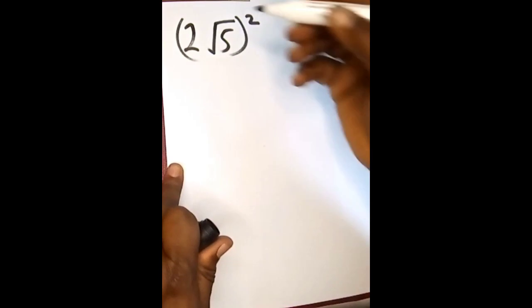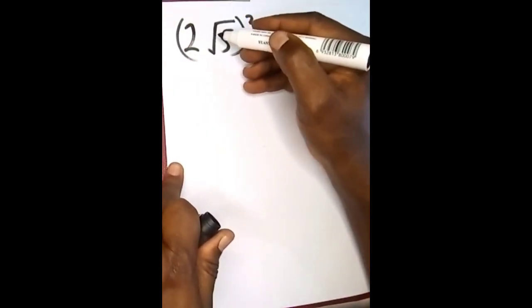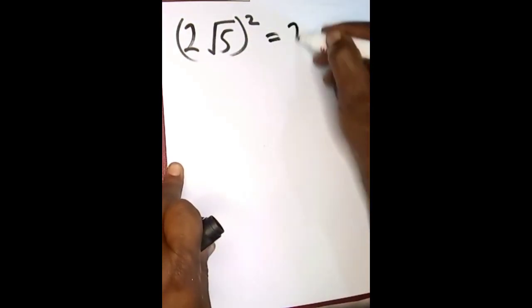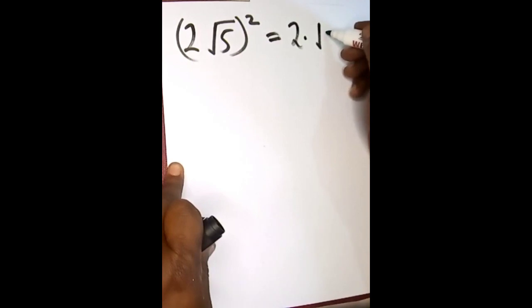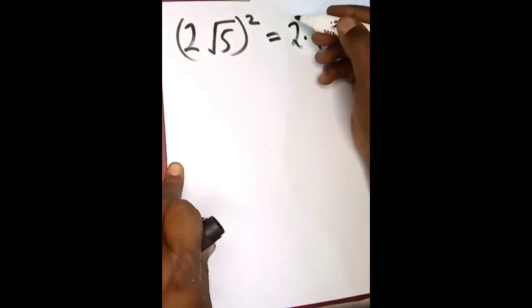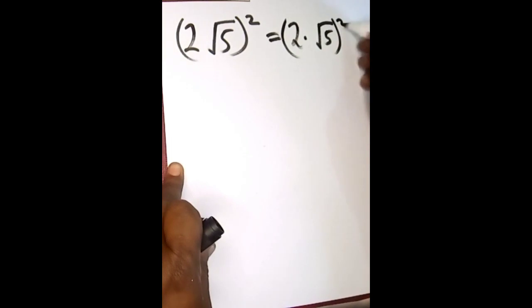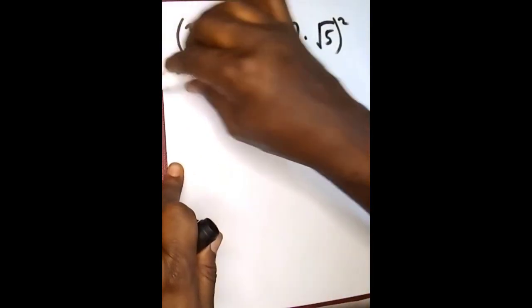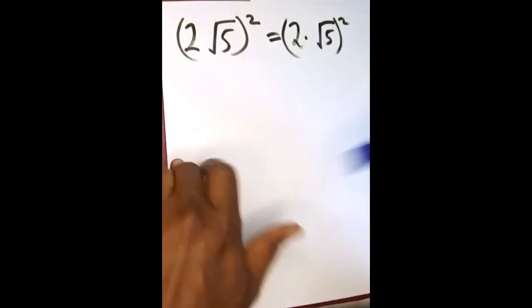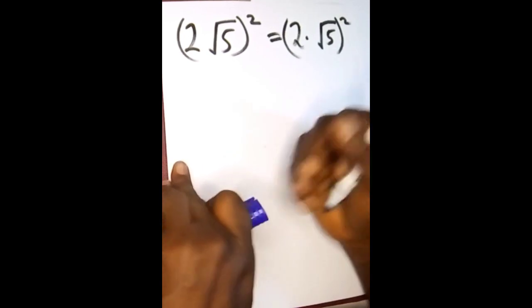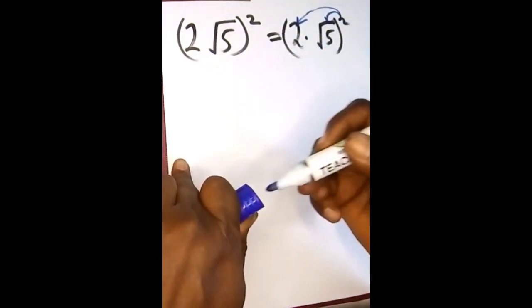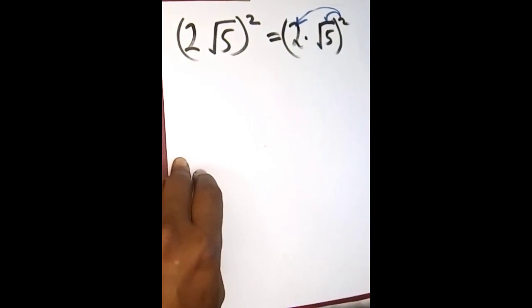So here we have a root sign and nothing is attached to the root sign, so we have generally this equals 2 times the square root of 5 all squared. And at this point what you need to do is to distribute what is on the exponent. You distribute this 2 on the exponent. So you raise this 2 to power 2 and you also raise this square root of 5 to power 2. That is how to distribute.